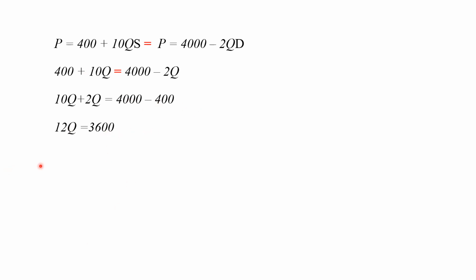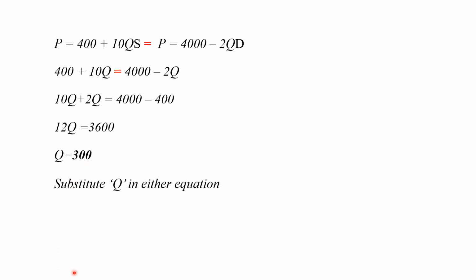That is 4000 minus 400. Now, when you have a situation like this, you simply divide both sides by 12, and when you do that, your Q will be equal to 300. So by isolating the Q and removing the prices, that is the demand side and the supply side, making them equal, we're able to find the equilibrium quantity for that agricultural product.